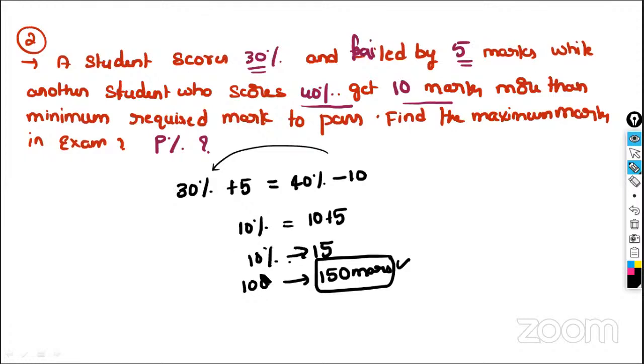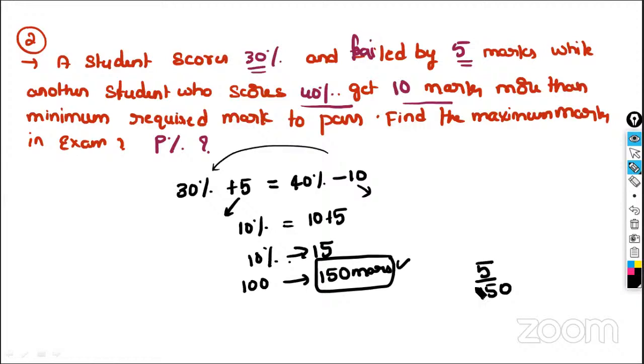So he was asking for the pass percentage, right? So here I have to convert this one. You can go through this one also, no problem. Both answers will be the same. So how to find it? 5 marks on 150.